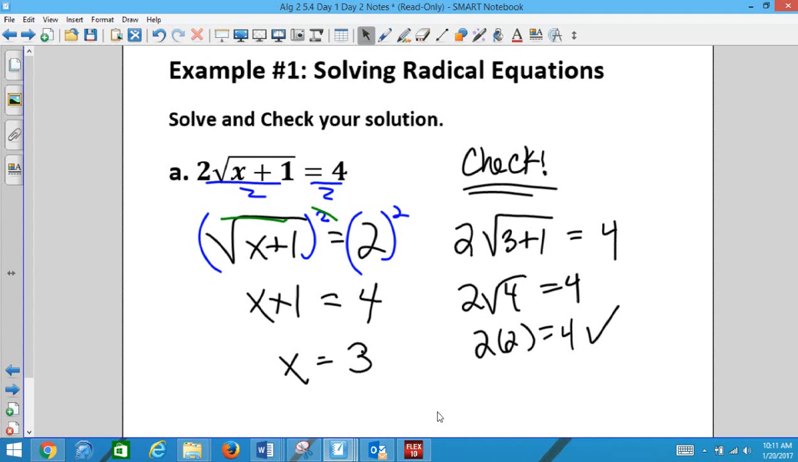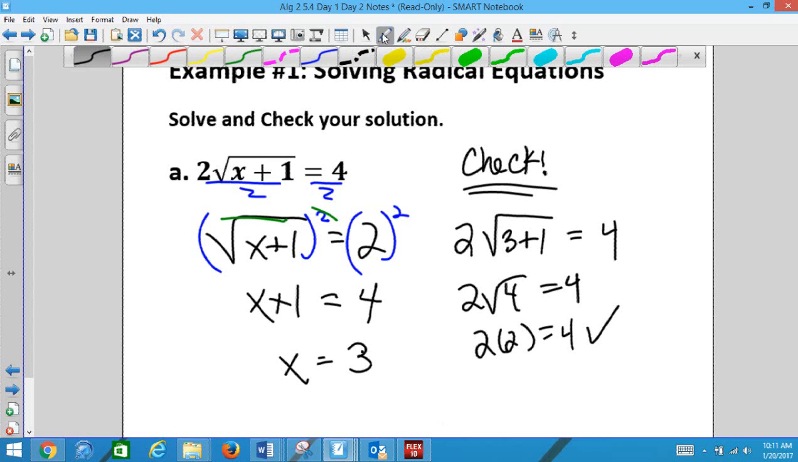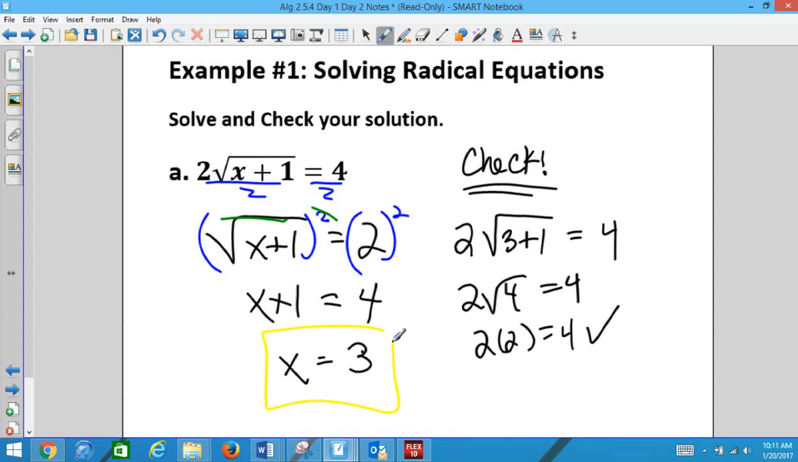Remember somewhat early, you have to check your answer. You got to plug in the number to make sure it works in the original question. This one does. So then, let's circle our answer so everybody knows x does equal 3.